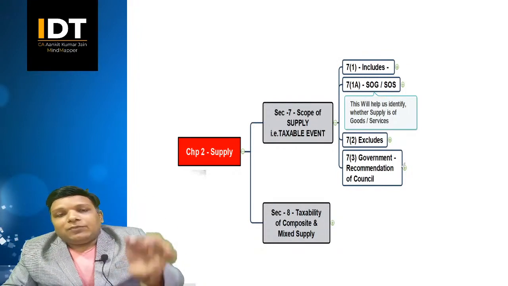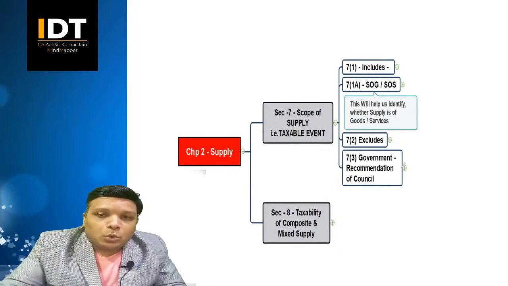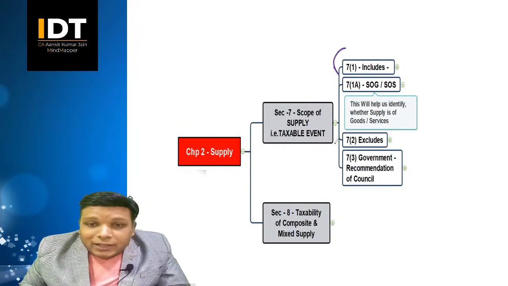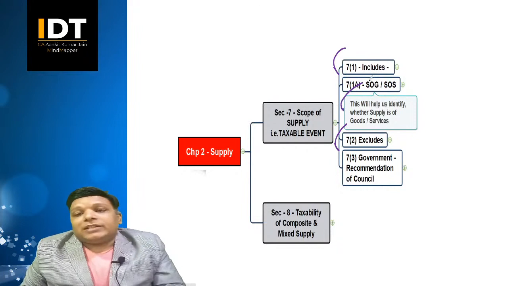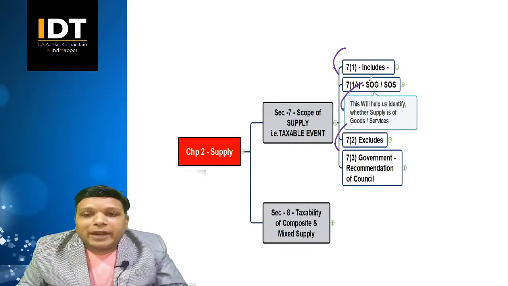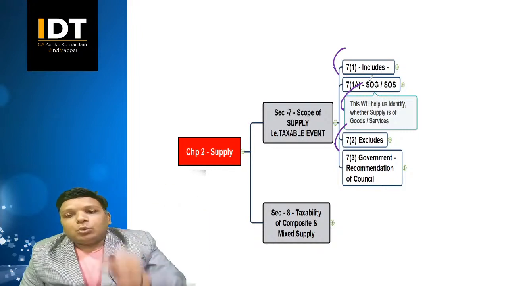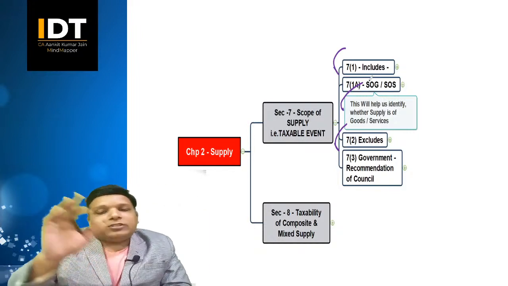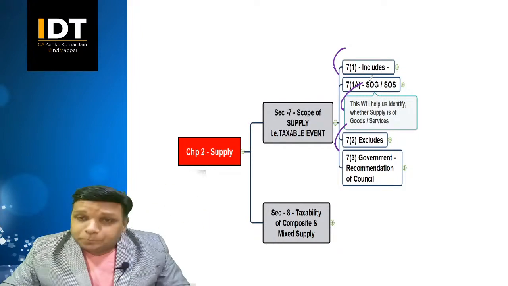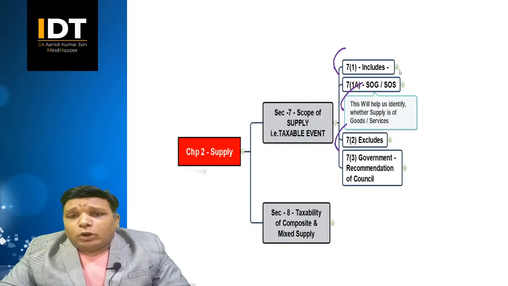Then we will see what are the activities which are excluded, correct? So 7(1), 7(2) and 7(1)(a) have to be read in line together, right? So either it can be included or it can be excluded. If it is included, then whether it is supply of goods or supply of services, that is what we have to identify. Clear, everybody? So what do you mean by includes?